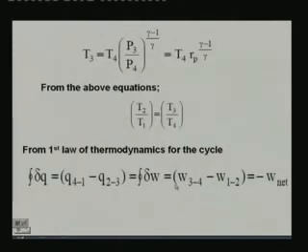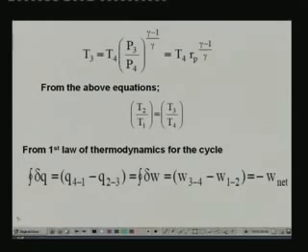Similar to the process 1 to 2, process 3 to 4 is isentropic expansion. So, again you can get this equation for the process 3 to 4, where T3 is equal to T4 into P3 by P4 to the power of gamma minus 1 by gamma, which is again equal to T4 into pressure ratio to the power of gamma minus 1 by gamma, okay. So, from these two relations you can very easily show that T2 by T1 is equal to T3 by T4, okay. And now we apply the first law of thermodynamics for the entire cycle.